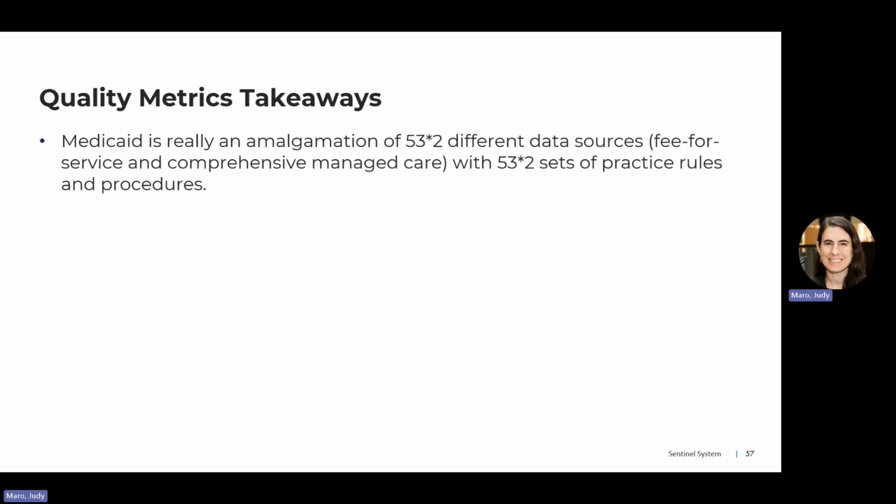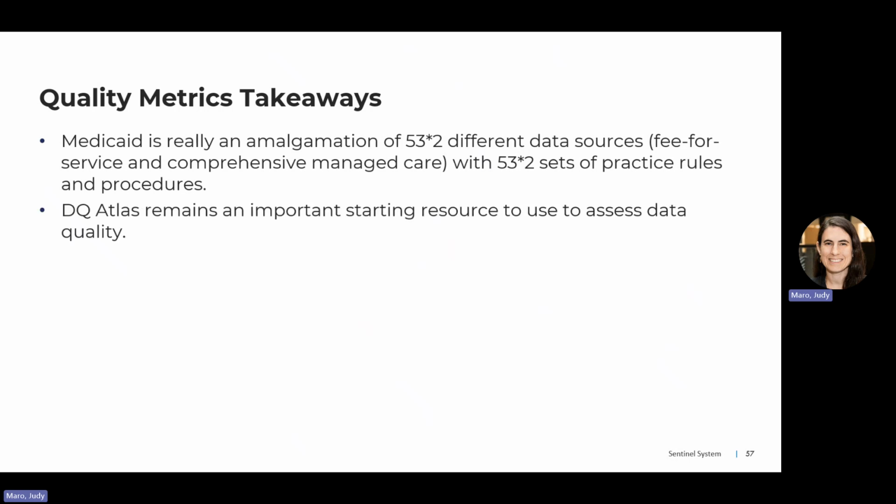First, Medicaid is really an amalgamation of 53 times 2 different data sources. That's because each jurisdiction, which are the states and territories, have both fee-for-service and comprehensive managed care plans, and those data feeds are separated. That means there are that many sets of practice rules and procedures that can give rise to the heterogeneity we see in an overall U.S. Medicaid data set.